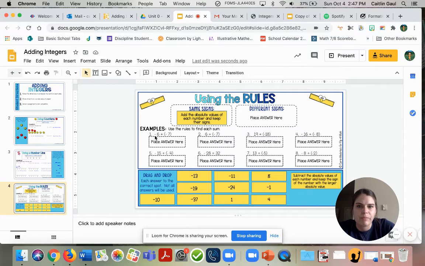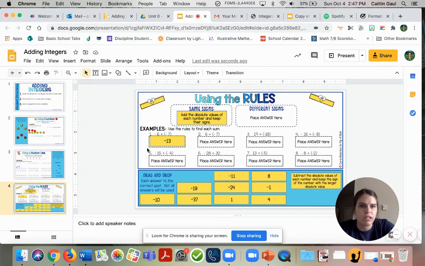So if I'm looking at number 1, -6 and -7, those have the same signs. So I'm going to add the absolute values. So that's 6 and 7. Add those together. 6 and 7 is 13. And then it says keep their signs. Well, they were both negatives, so that means it's a -13. So I'm going to take -13 and drag and drop it into that box. So you just look at the numbers, 6 and 7, put them together, and then because they were both negatives, the answer gets that negative.